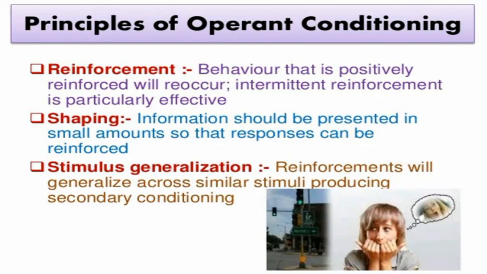Here we can see the principles of operant conditioning. There are three principles: reinforcement, shaping, and stimulus generalization. Reinforcement: behavior that is positively reinforced will reoccur. Intermittent reinforcement is particularly effective. Shaping: material should be presented in small amounts so that responses can be reinforced. And stimulus generalization: reinforcement will generalize across similar stimuli, producing secondary conditioning.